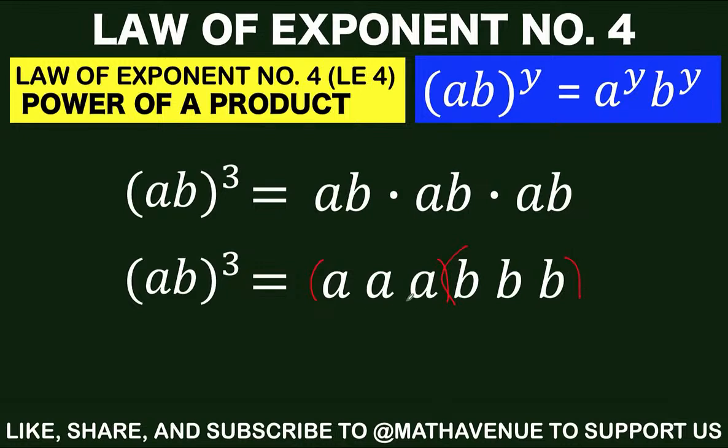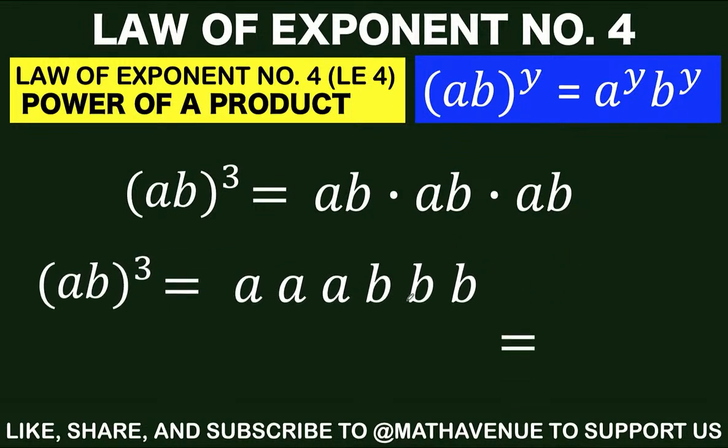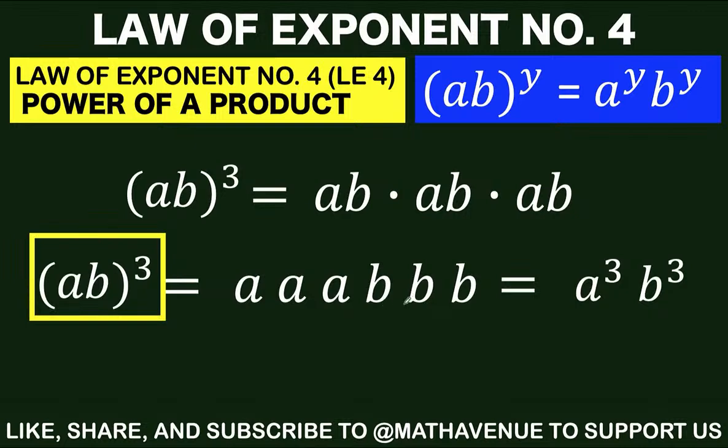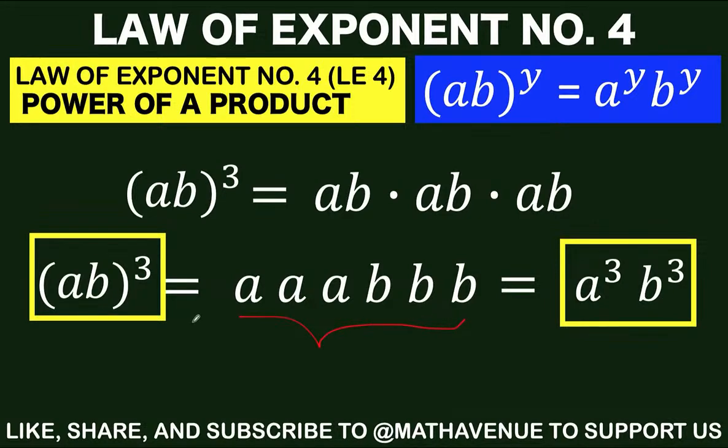So this a times a times a is simply a to the third, and this b times b times b is b to the third. So if we don't want to go to this trouble of expanding this exponential number, how can we arrive at this answer by just looking at this given? That's easy. There's an exponent 1 here, there's an exponent 1 here. You just copy the base and multiply this 1 times 3 to get this 3. The same explanation for b to the third. And that is the direct application of this law of exponent number 4.